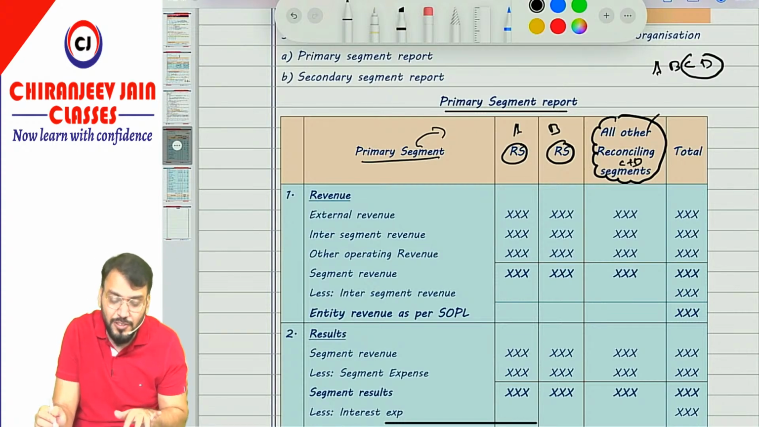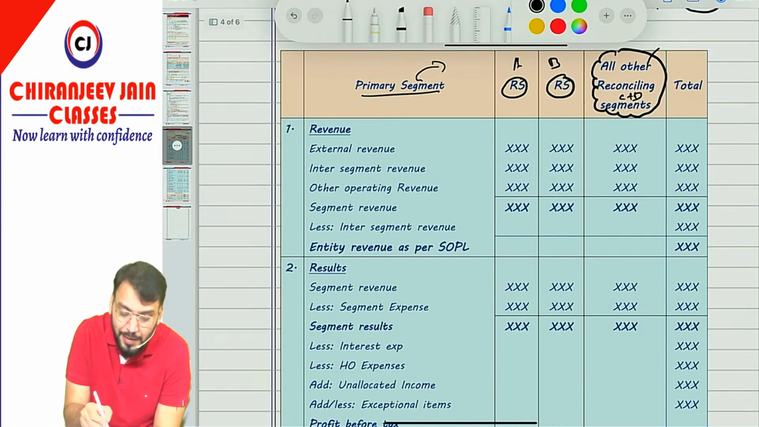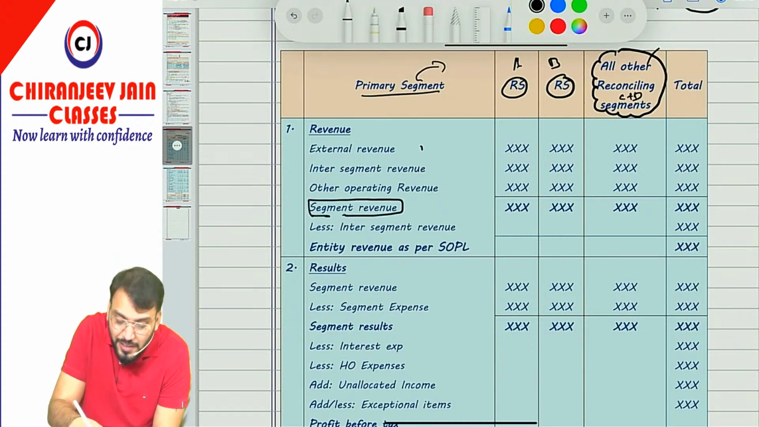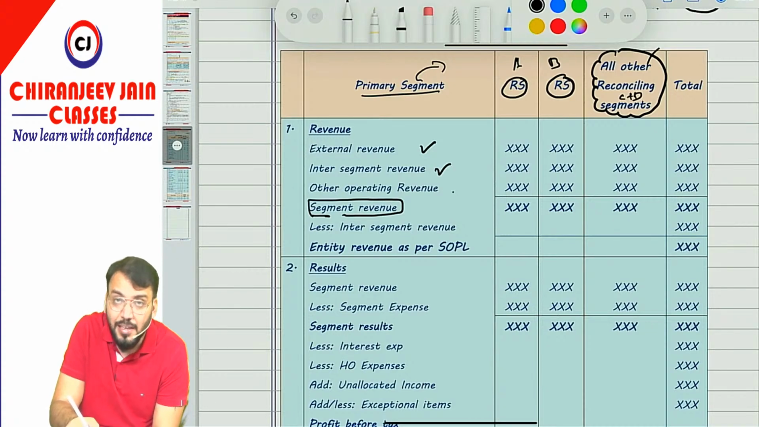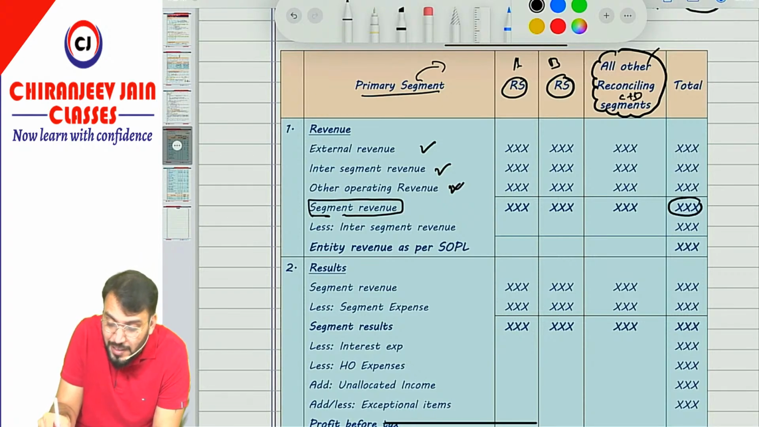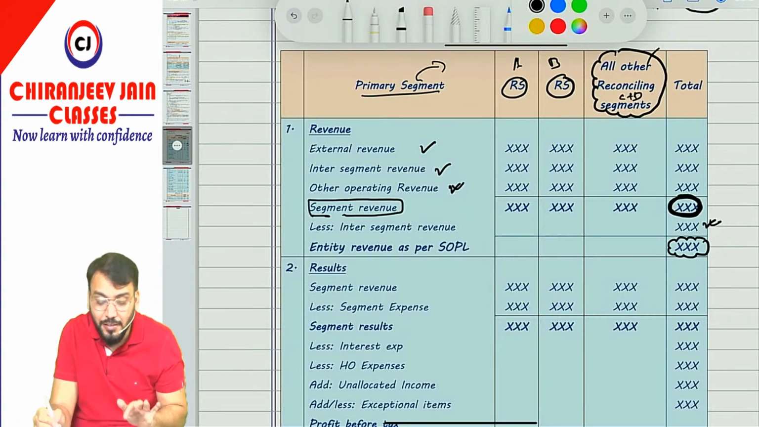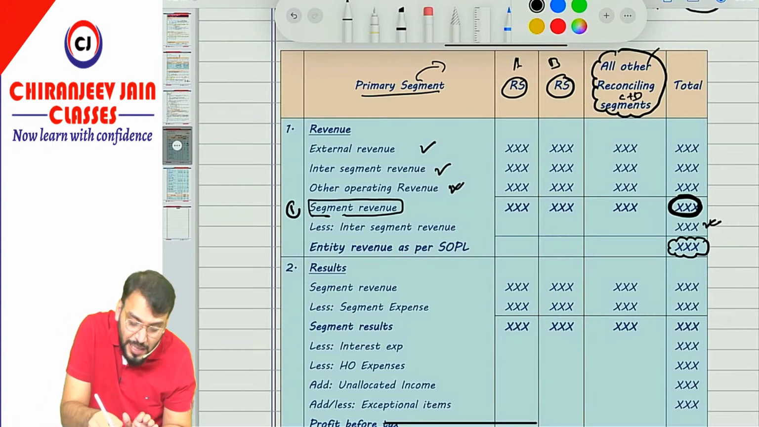Now the first information required to be disclosed is segment revenue. Segment revenue consists of external sale, inter-segment sale, and other operating revenue. This becomes the total segment revenue, but this will not match with SOPL because it also includes inter-segment sale. Inter-segment sale is not a part of the statement of P&L, so we'll deduct inter-segment sale and this becomes the entity's revenue as per SOPL. This is the reconciliation part. So the first information to be disclosed is segment revenue.